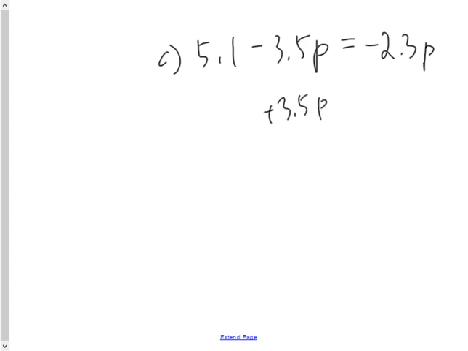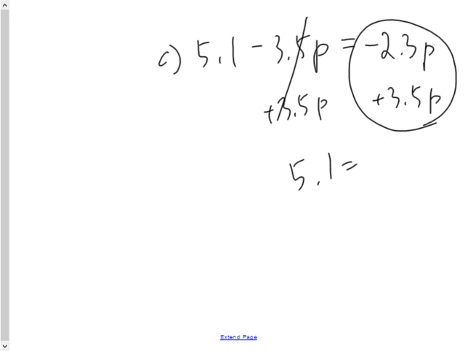Question number C. Again, an easy question because it's a decimal constant, a decimal coefficient, and an equivalent value that has a decimal coefficient. In this case, if I add 2.3p to both sides, I'm going to have 0 over here, and then I'm going to have 2 more steps. So I'm just going to add 3.5p to both sides. And actually, when I do that, it's wonderful because I end up with a positive coefficient here, because with a 3.5p and a negative 2.3, I'm really going to combine a positive 3.5 and a negative 2.3.